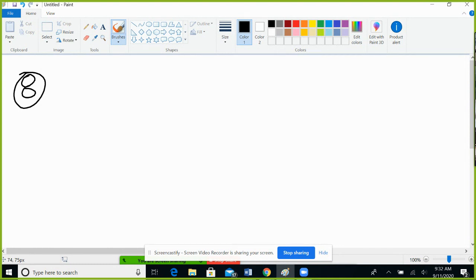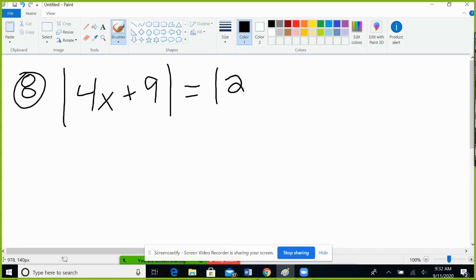I had a conversation with a student yesterday. The variable doesn't matter what you call it, Q, X, Z, P, whatever. So just because it's easier for me to write, I'm going to do 4x plus 9. So the absolute value of 4x plus 9 equals the absolute value of 2x minus 1.